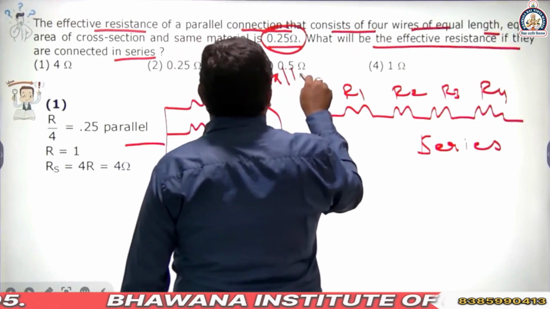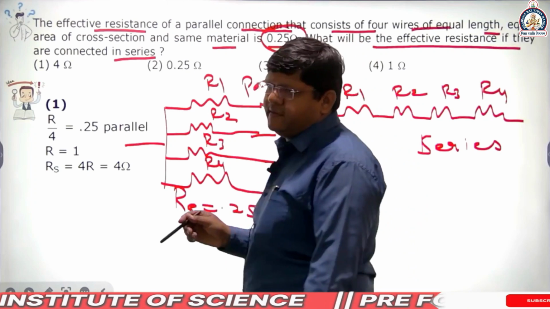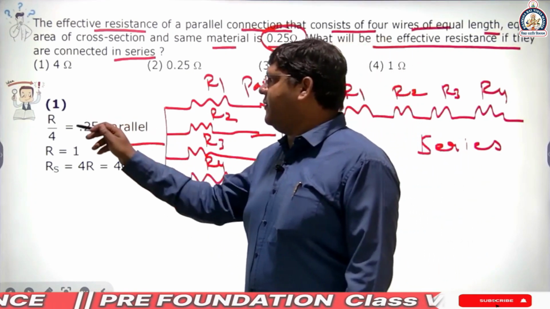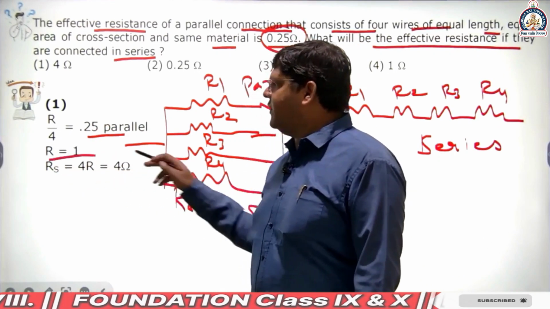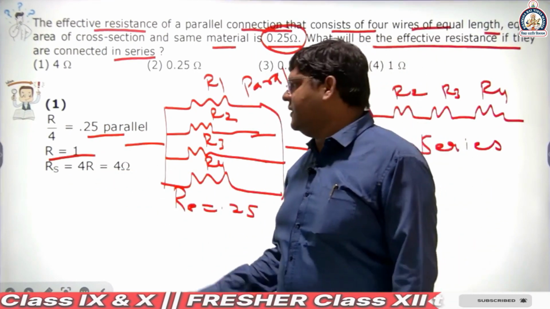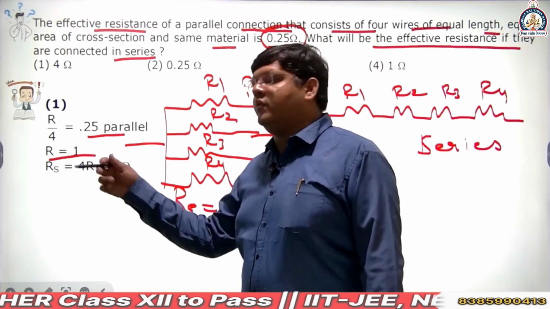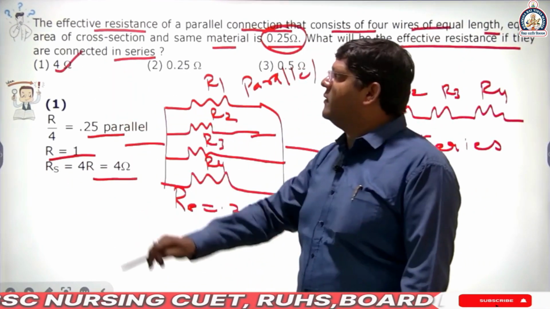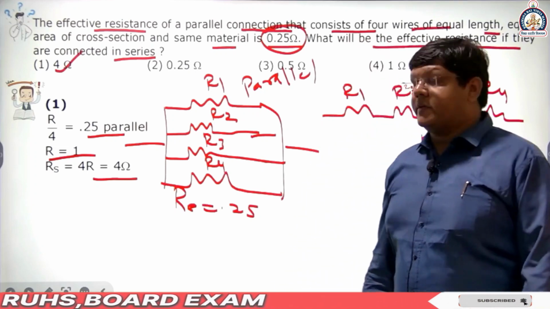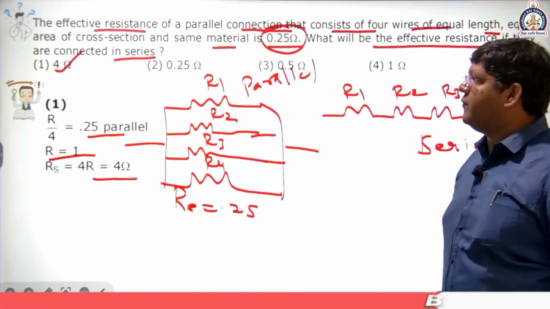Okay, so we all know in the parallel case the resistance divided by 4, R by 4, is equal to 0.25. Solving, we get R is equal to 1 ohm, and in case of series the resistances add up, 1 into 4 times, that is 4R, 4 ohm. Okay, that is our option number A. So the effective value in series combination will be 4 ohm.